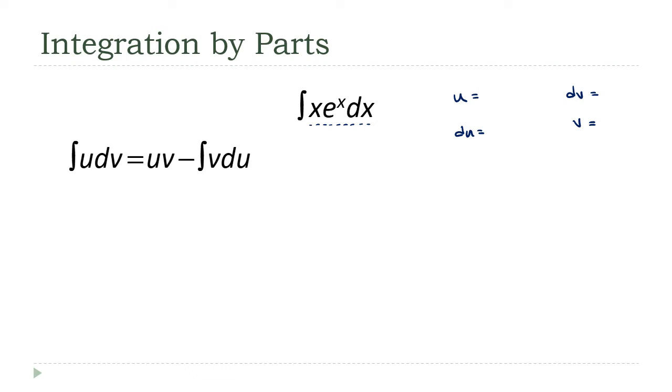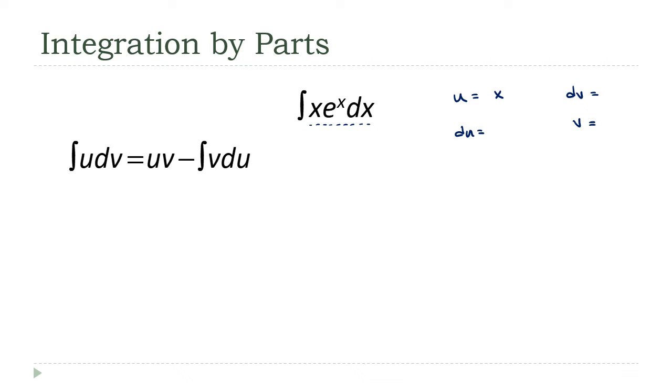that dv spot. So when you're making these choices, what's driving my decision making is I want u to be something that I can differentiate relatively easily, and I want dv to be something that I can integrate relatively easily. So I'm going to let u equal x. The reason I picked this is that when I differentiate x, it's just 1.